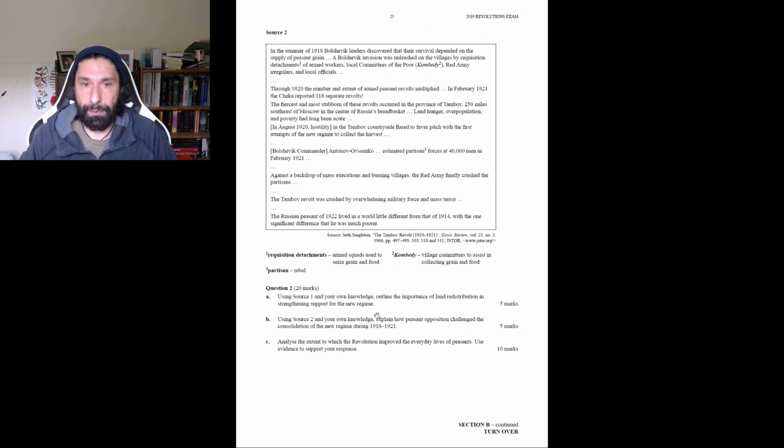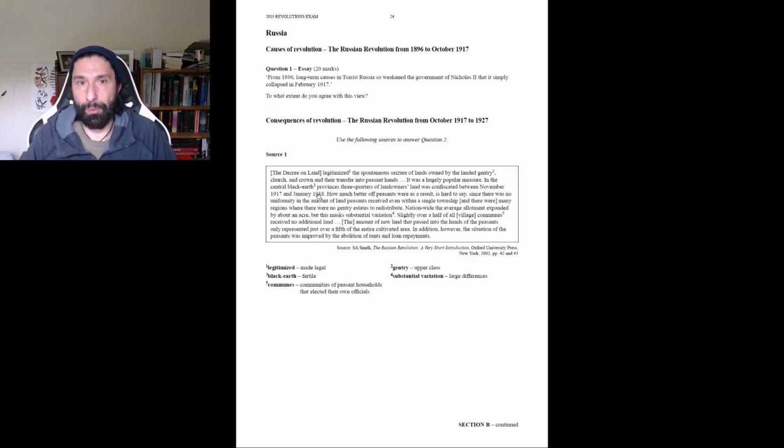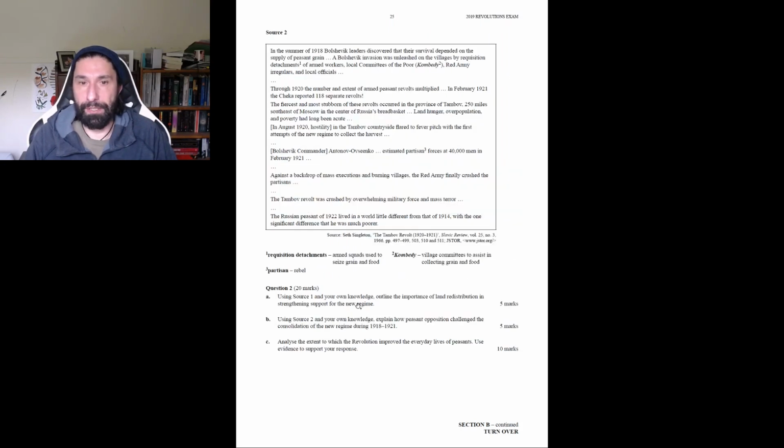Question A, using source 1 and your own knowledge, outline the importance of land redistribution in strengthening support for the new regime. So you'd have to firstly quote from source number 1 here, and then your own knowledge, quite a bit here. Particularly, you could talk about during the Civil War this promise of the peasants keeping their land helped the Bolsheviks to retain the support of the majority of the peasants. During the Civil War, you could talk about that.